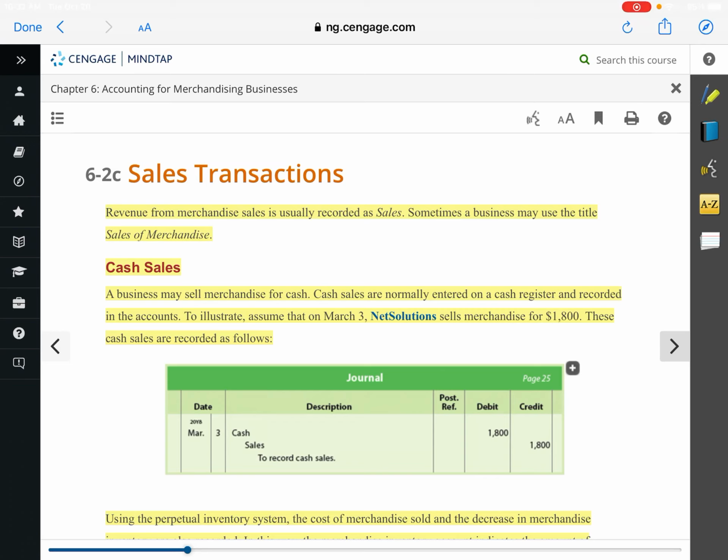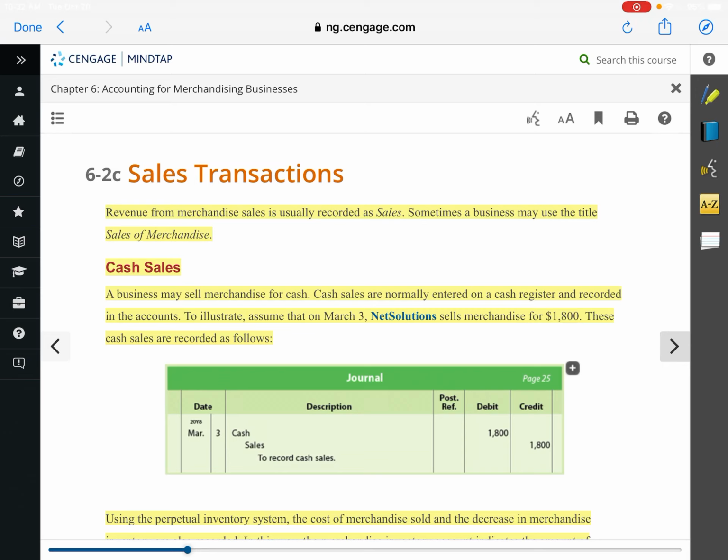We record sales as a credit entry because sales is a revenue account. So by crediting revenue, we are increasing our revenue. And then secondly, this entry always stays the same. We debit cost of merchandise sold, which is an expense, and then we credit merchandise inventory, which is an asset.